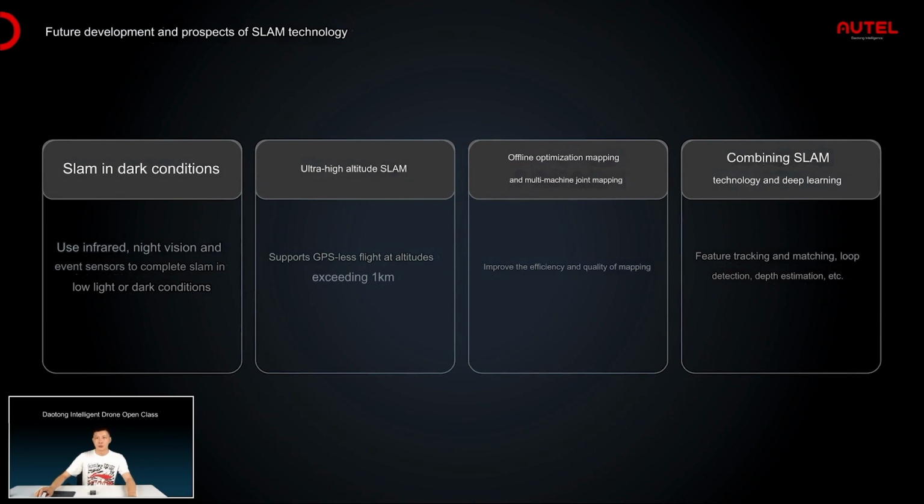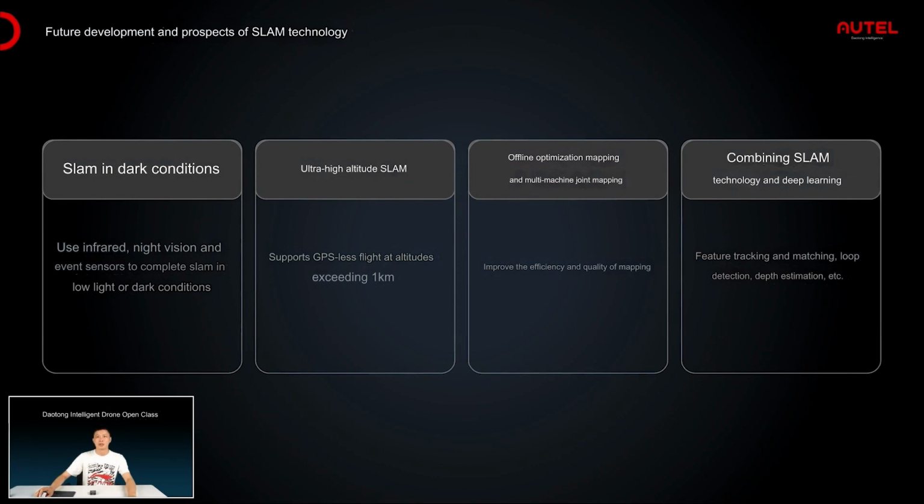Online aerial mapping is limited by computing resources and time, which causes some loss in aerial map quality. We use offline optimization of the map to improve its quality. At the same time, we can use our autonomous networking technology to achieve multi-machine joint mapping to improve the efficiency of map building.